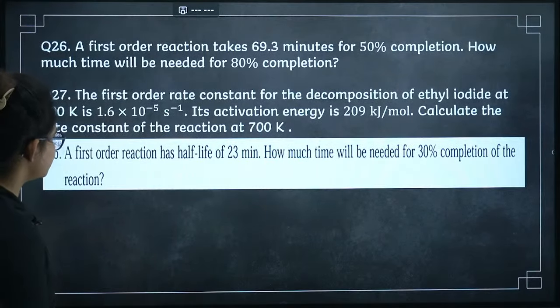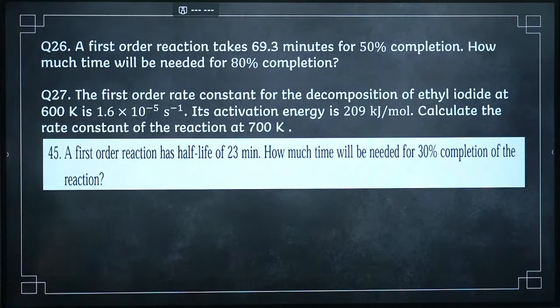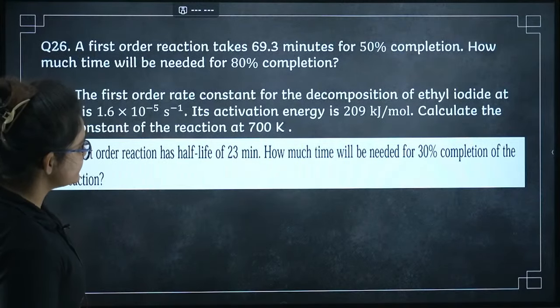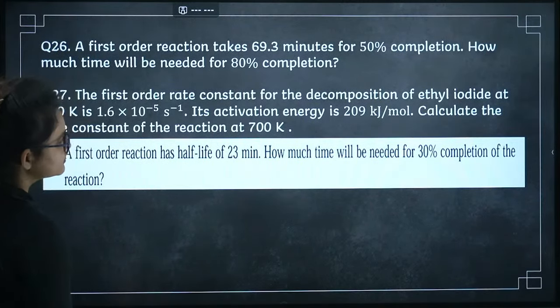A first order reaction has a half-life of 23 minutes. How much time will be needed for 30% completion of the reaction? Okay, let's do it.